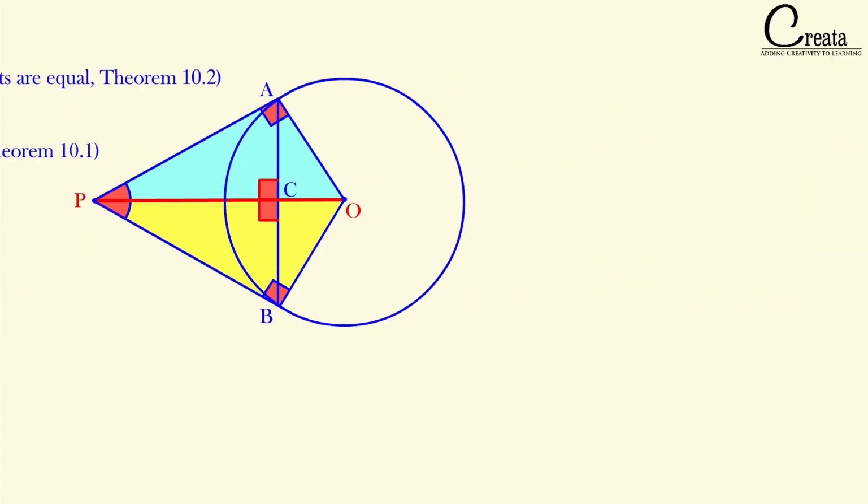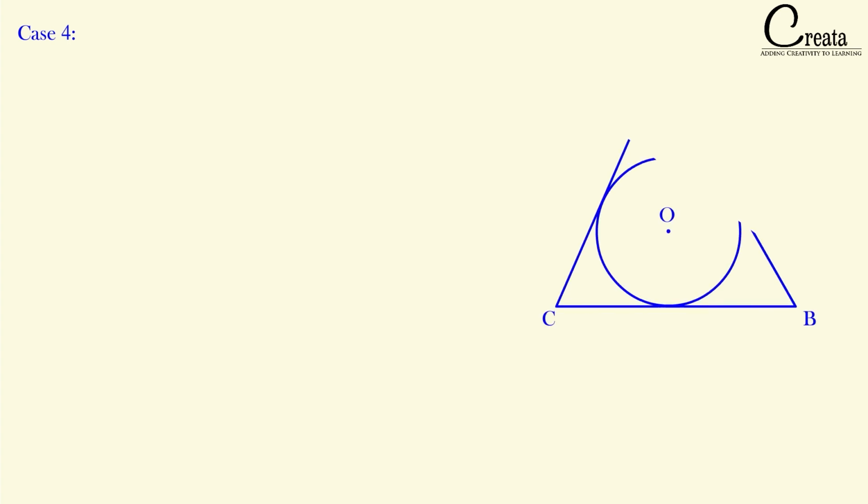Let's move to the next case. In this case, we are having the circle inside the triangle, the circumscribing case. In this, we are having a circle and a triangle, and the triangle is touching the circle at 3 points.